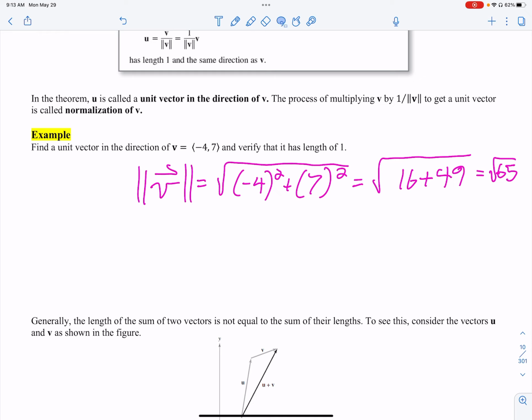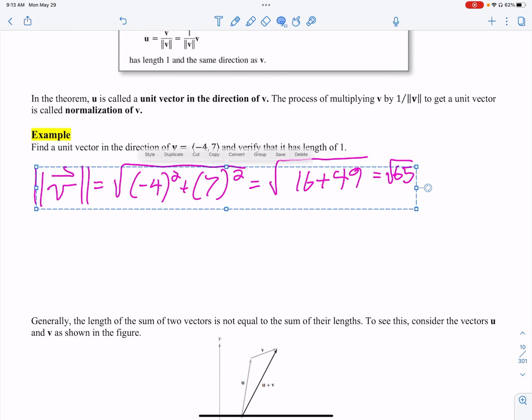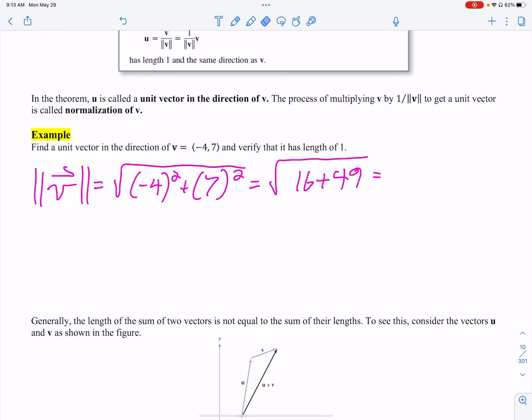Let me scoot this over and rewrite that. Square root of 65. So if I want to find a unit vector, I'm going to go ahead and introduce a new symbol for that. It's a hat, like an arrow above it. This means unit vector. So for a unit vector, I just do 1 over the magnitude, and I multiply it by the original vector.